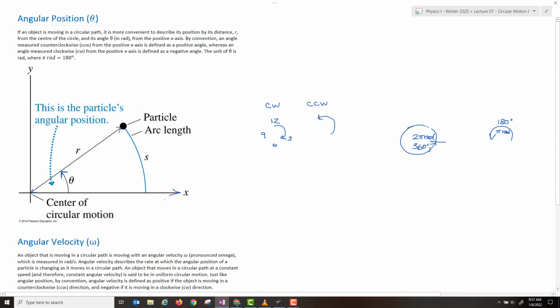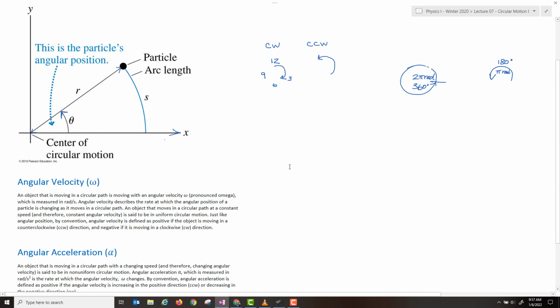All right, so now let's talk about angular velocity. Angular velocity is omega, and an object that is moving with a circular path is moving with an angular velocity omega. That symbol that you see that looks like a fancy W, that's the omega symbol. And the units for omega is radians per second. So how many radians, so what angle is the object moving in per second? That's the angular velocity.